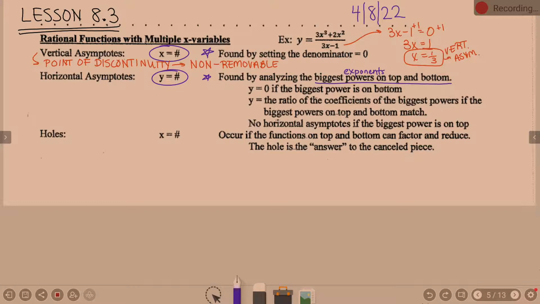So you're going to look at, okay, what's the highest exponent in the numerator? What's the highest exponent in the denominator? And you're going to compare those exponents. And there's three different options. If you find the biggest exponent to be on bottom, then that asymptote is automatically y equals 0. Okay?